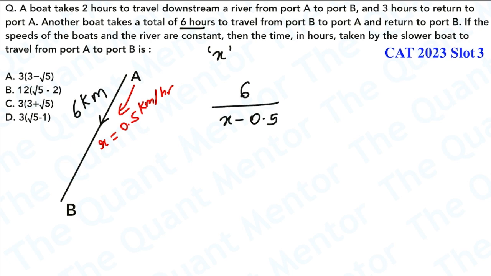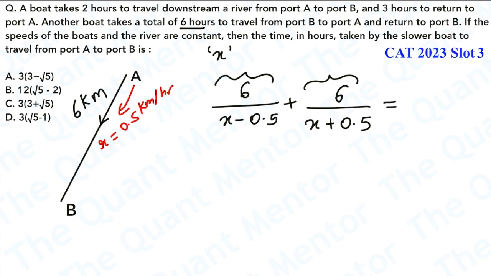Same way, when the boat travels from A to B, it will go downstream while returning. The distance will be 6 only, but the speed will be x plus 0.5, the downstream speed of the boat. So this is your upstream time and this is your downstream time. The sum of these two should be equal to 6 hours.